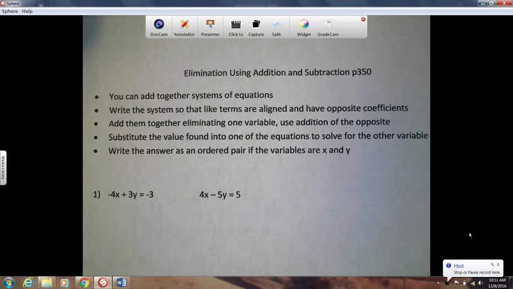This is elimination using addition and subtraction. You might want to have your book open to 353 because I will go over homework tips at the end of this. Make sure to do annotations and make sure to take the Edmodo quiz.